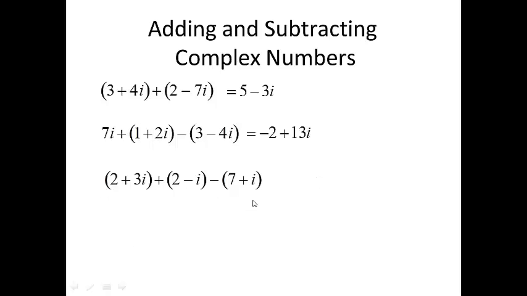Do this one on your own. See if you can get the right answer. Pause it. This is 4 minus 7, which is negative 3. 3 minus 1 is 2, minus another 1, there's just 1i. Okay.